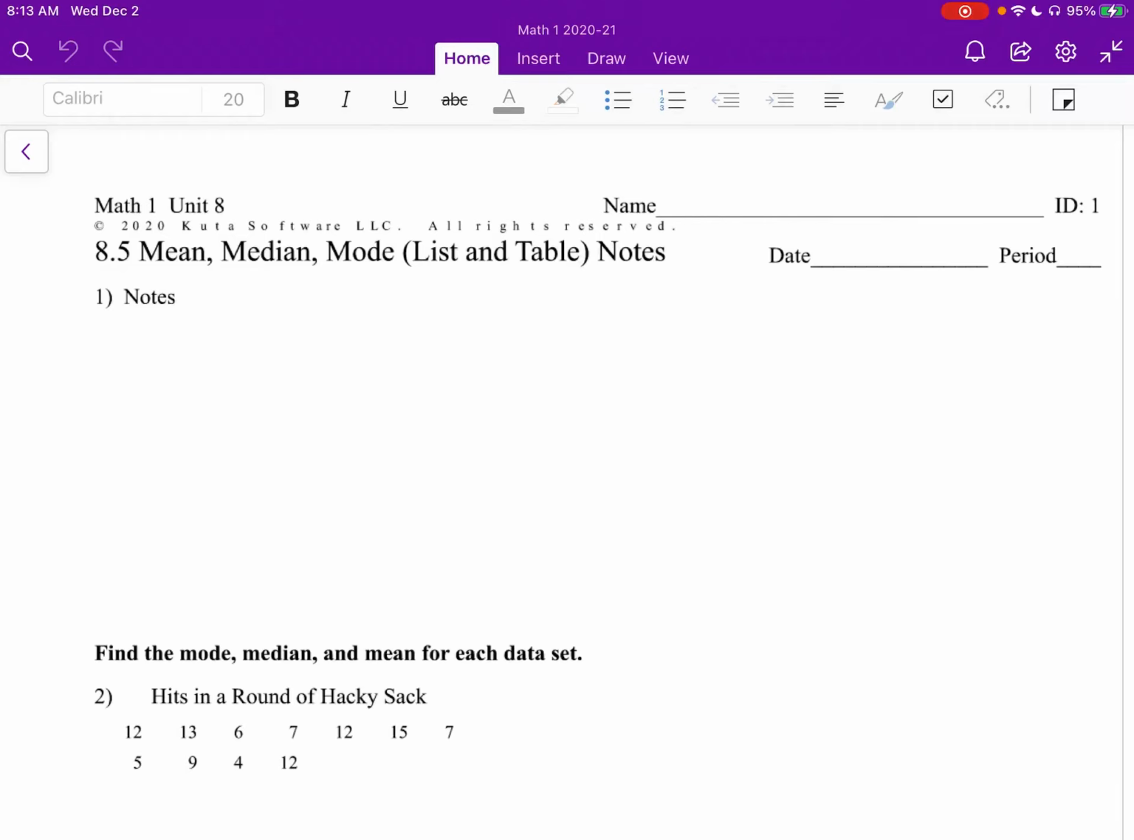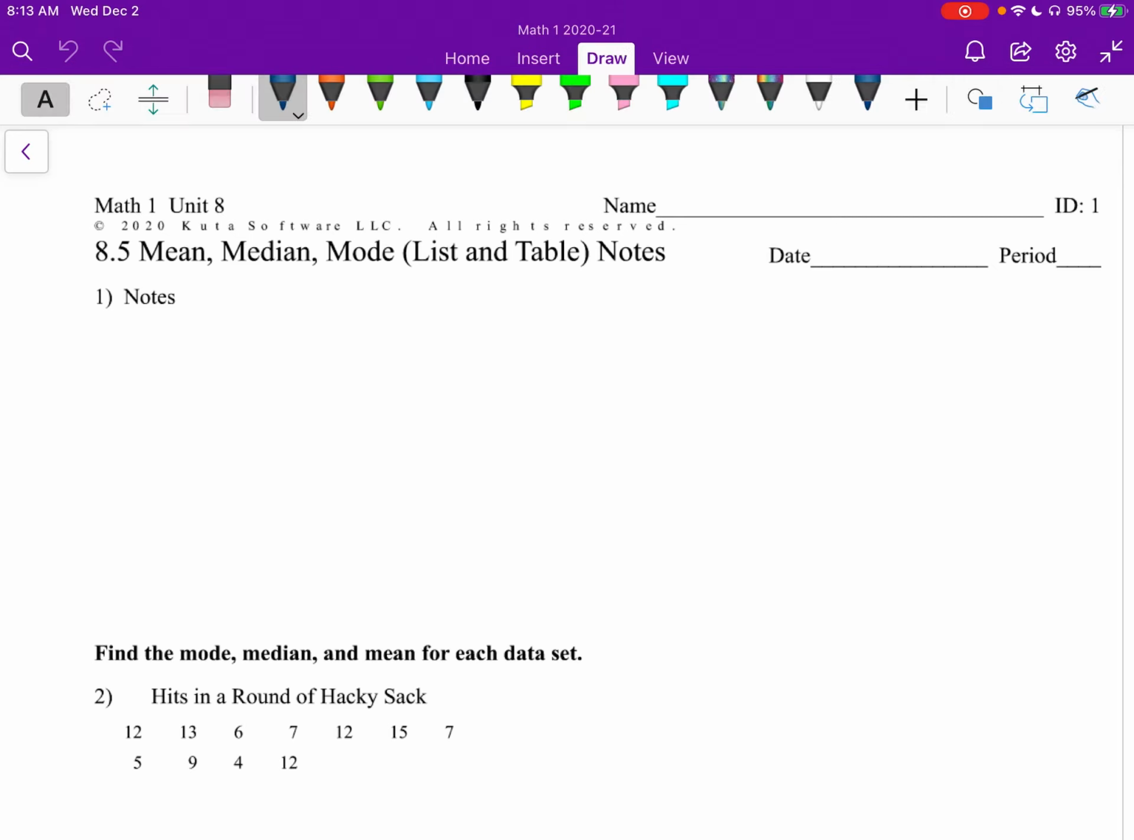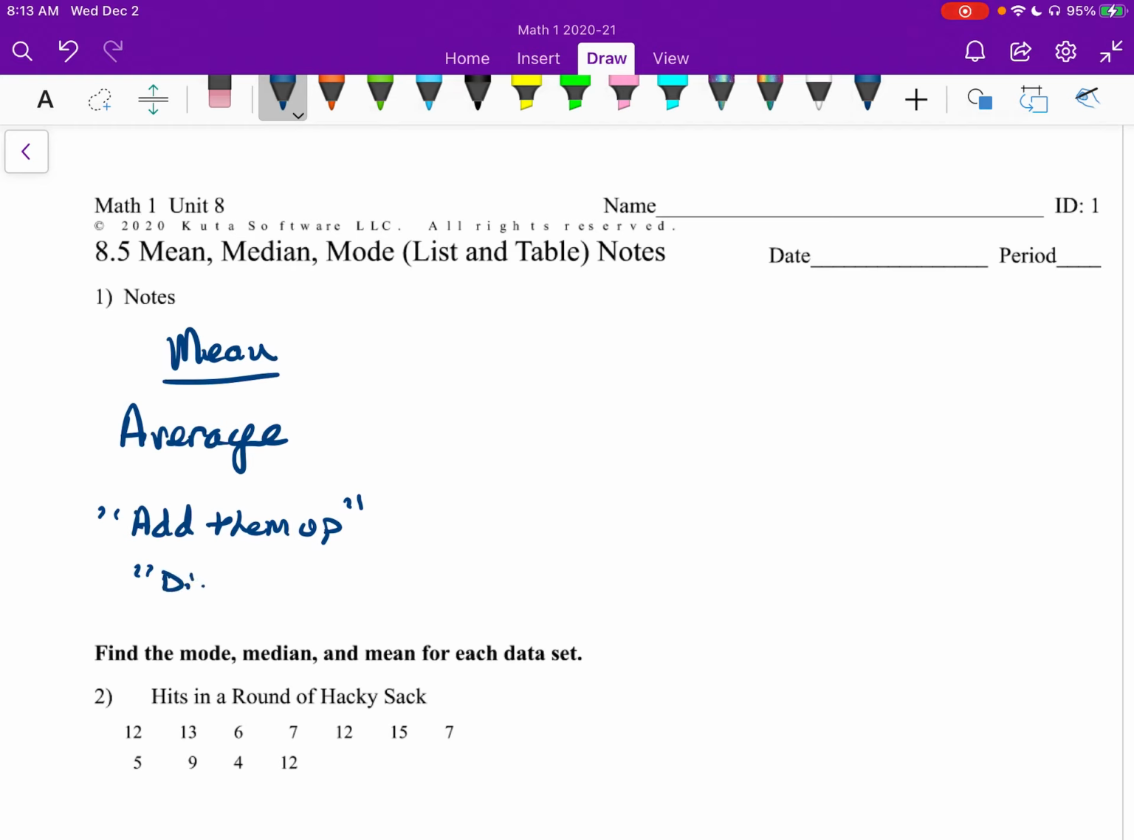All right, 8.5, mean, median, and mode. So these are things that you've probably talked about, but we're going to talk about them again. Starting off, mean, that is the average, right? The average, you add them up and then divide by the number of objects. And I'll do a few examples of that so that you can see that.